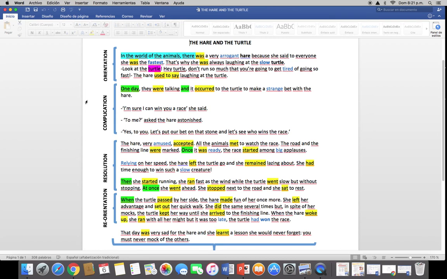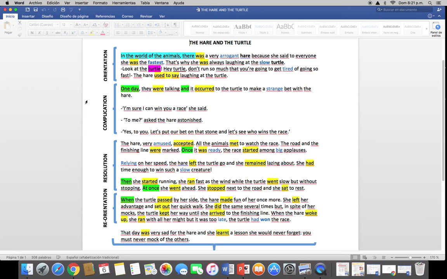In the world of the animals, there was a very arrogant hare because she said to everyone she was the fastest. That's why she was always laughing at the slow turtle. Look at the turtle. Hey, turtle, don't run so much that you're going to get tired of going so fast. The hare used to say, laughing at the turtle.